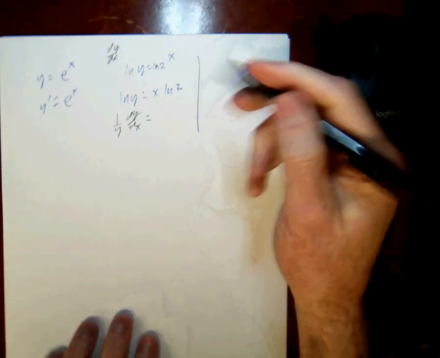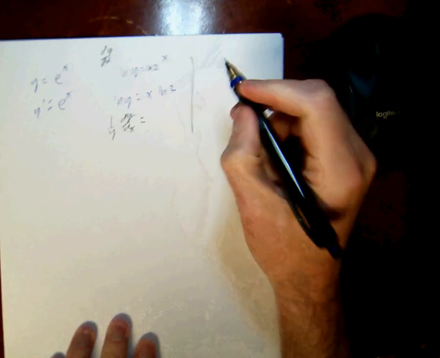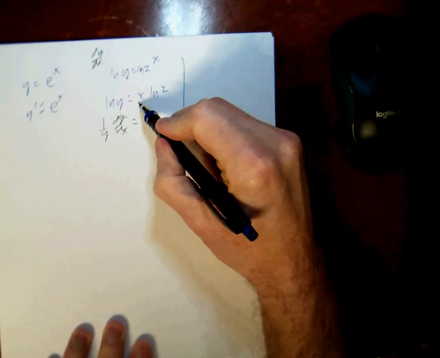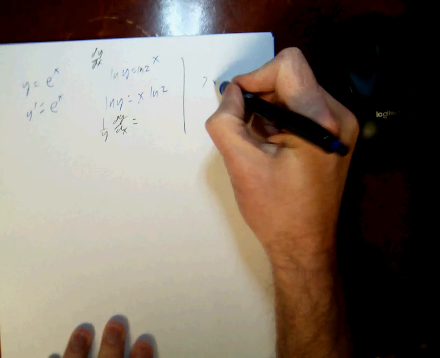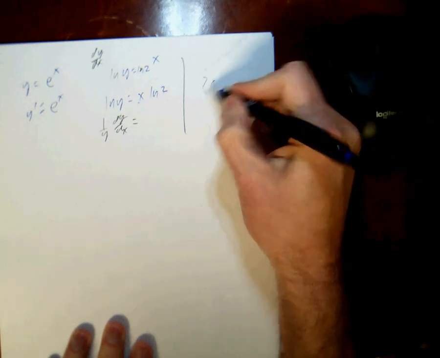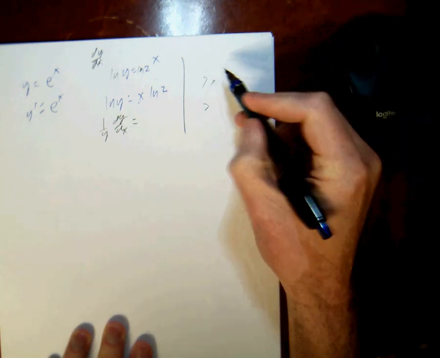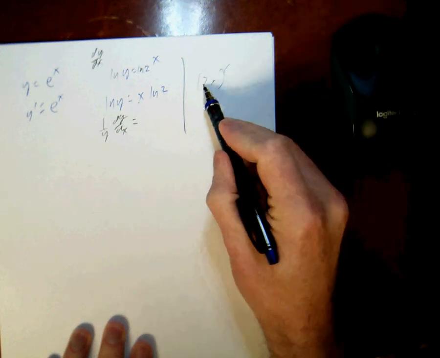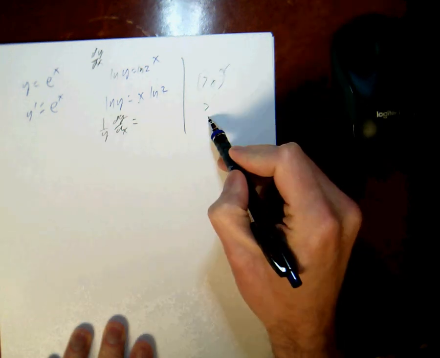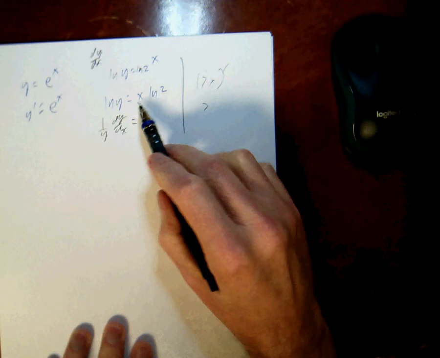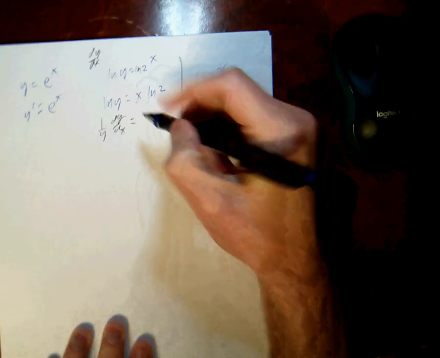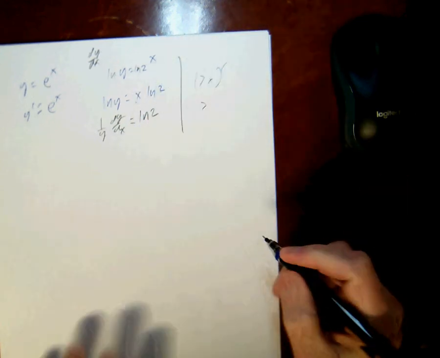Well, natural log of 2 is a number. So this is a number times x. If I said, what's the derivative of 7x, everybody in here says, well, the derivative of 7x is just 7, right? So when you have the derivative of a number times x, the answer is just whatever the number is, which in this case is natural log of 2.